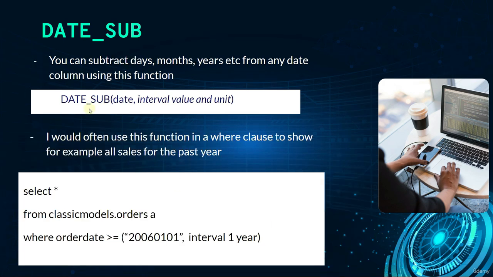DateSub, on the other hand, will subtract days, months, or years from any date column. So it follows the same syntax as dateAdd. We just input the date column, interval, and then the value and unit. So we can also input our own date here. So you can see I've shown it as 2006, the 1st of January. It just has to be in double quotation marks. And then we're subtracting 1 year from this. So let's look at an example.